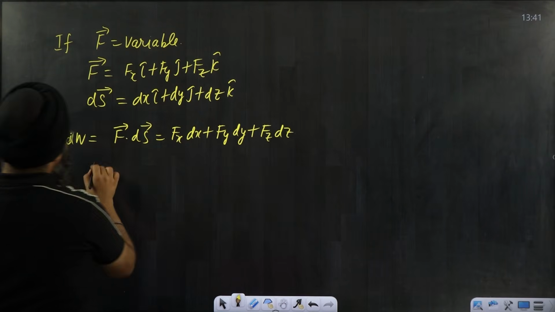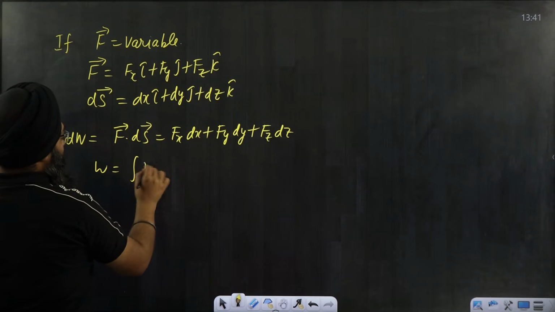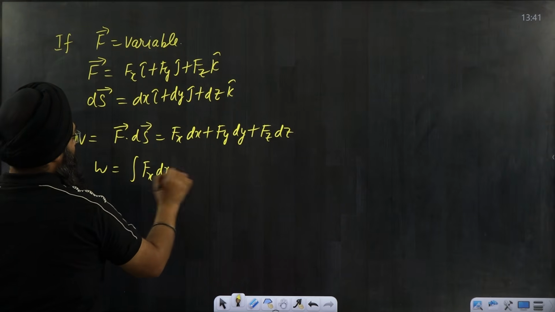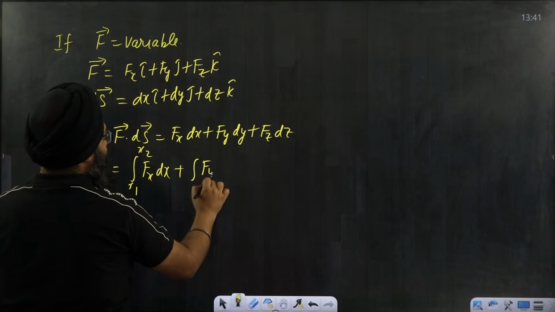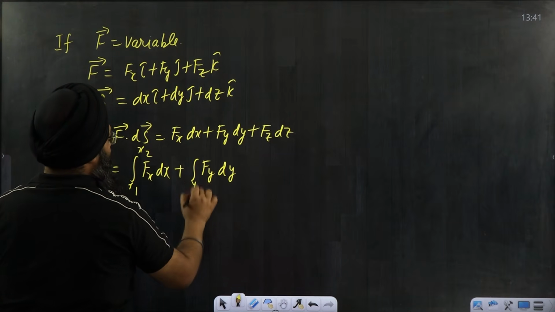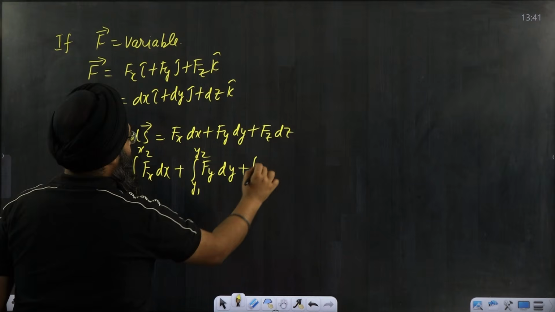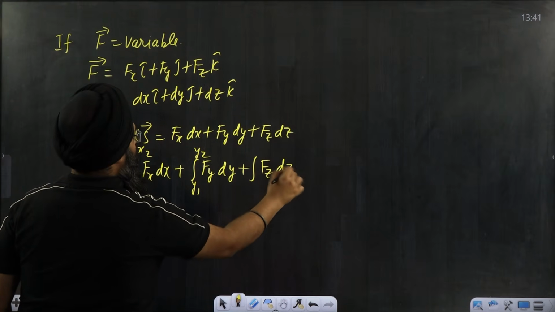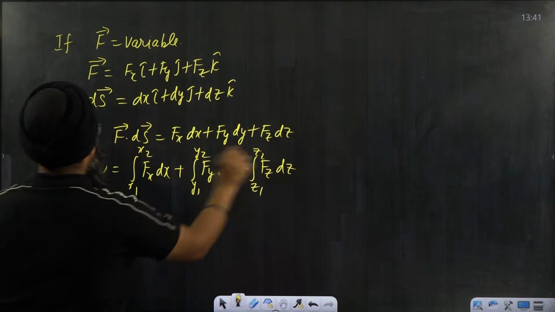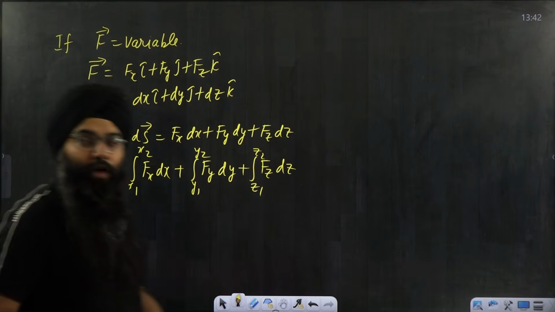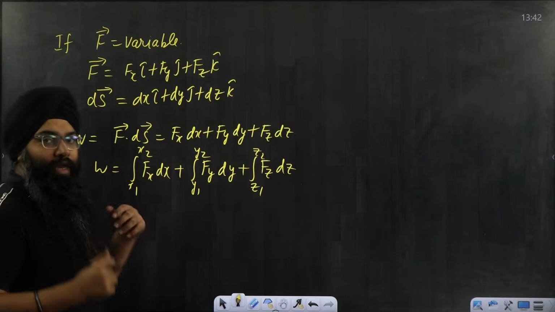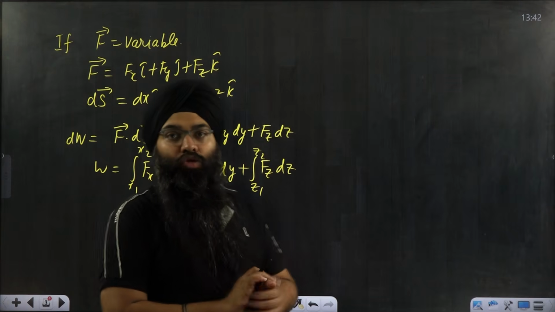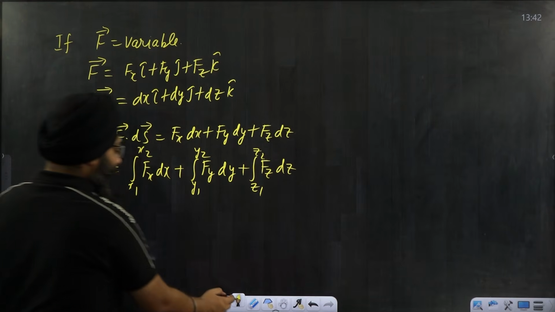Now if you want to calculate the total work done, directly you can integrate: the integral of Fx dx from x1 to x2, plus the integral of Fy dy from y1 to y2, plus the integral of Fz dz from z1 to z2. So basically this is how you can calculate the work done if variable force is given. Constant force, no need to do all these things. Variable force, you have to do these things. So I hope the basic concept of work done is clear to you.